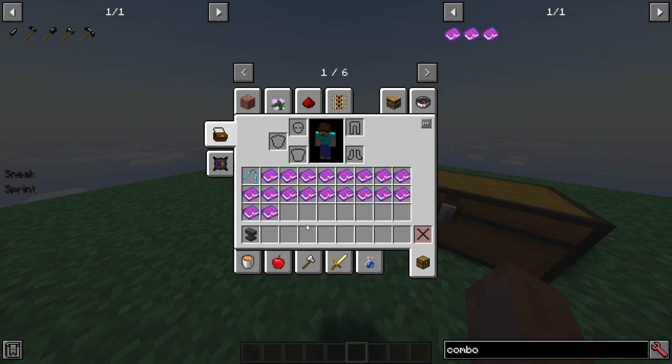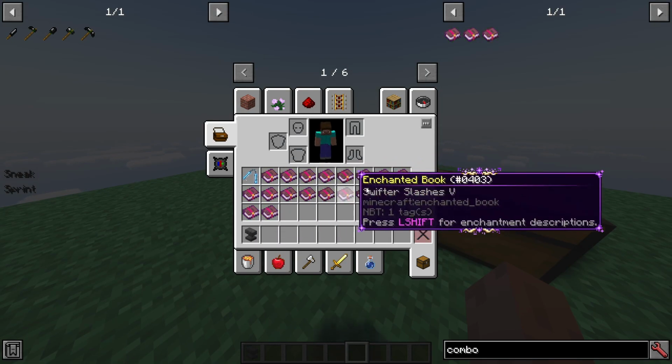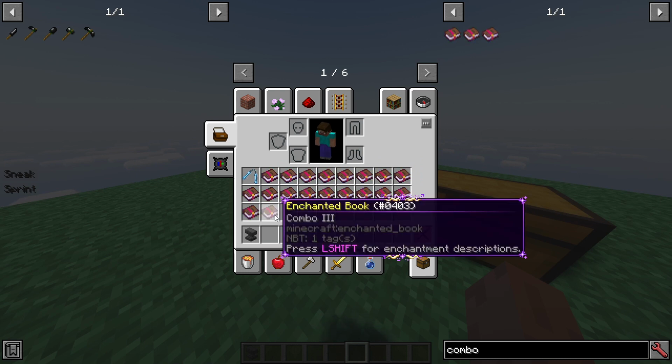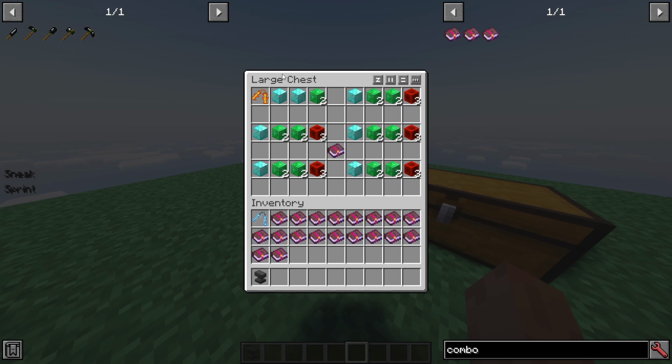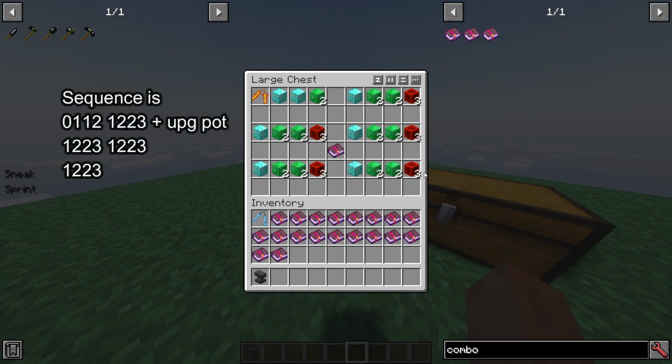Alright, so how many items do we have? We have 18, 20. So 19 enchantments plus 1 item. So we go in this up to this spot. So we can ignore those 4.